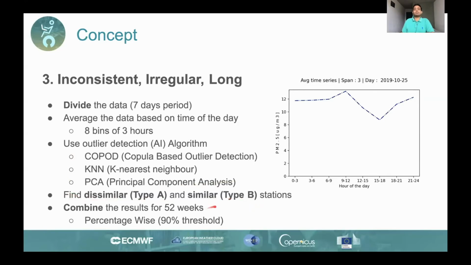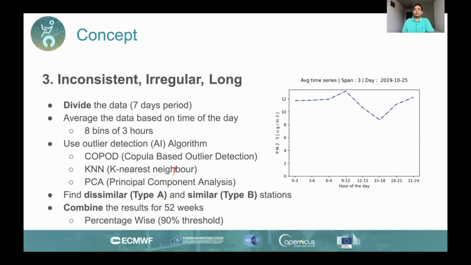But this was done for data for each week, and we had to find a way to combine our data for 52 different weeks. We used a threshold-based method where if for more than 90% of the weeks, here 52 in total, a station was classified as dissimilar or type A, then that station was classified as type A or dissimilar for the entire period of time.